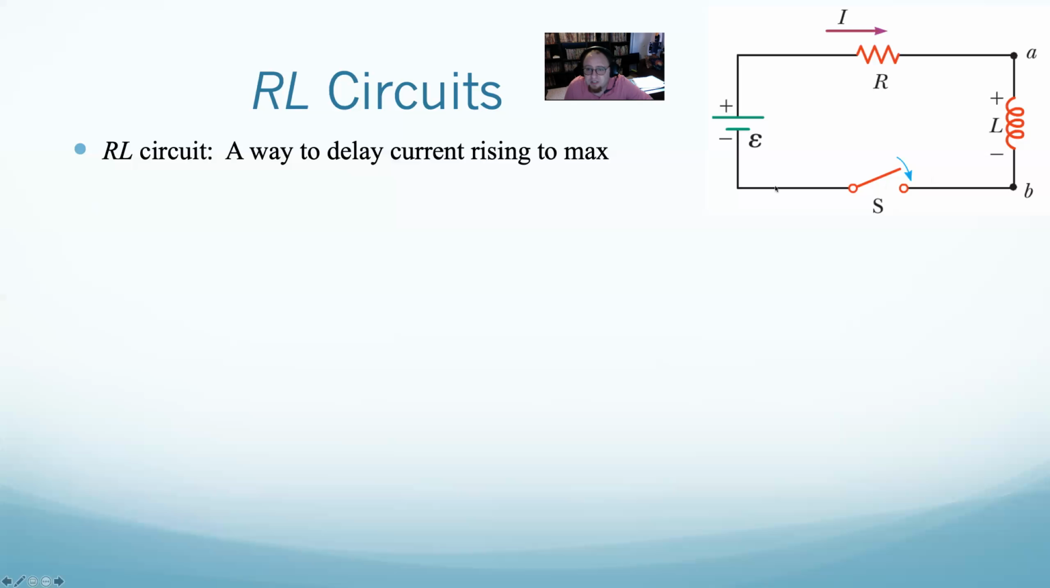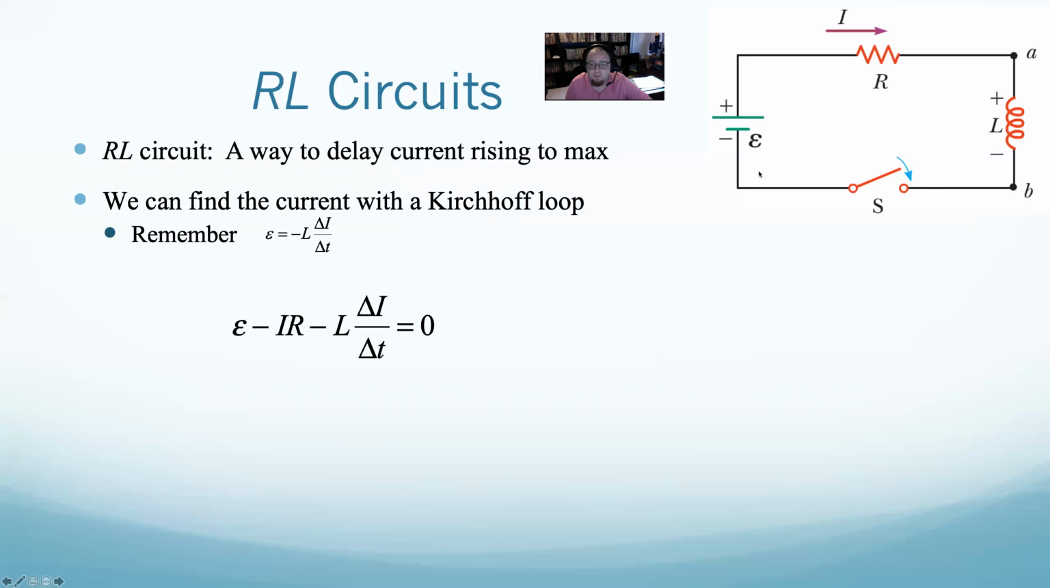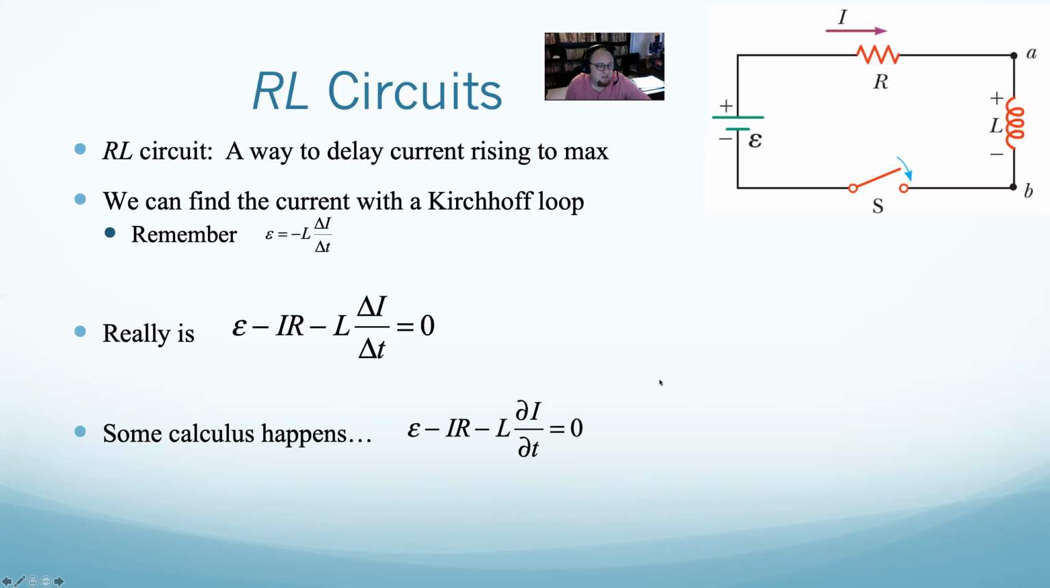Now we can work out the equations for an RL circuit. We're just going to use a Kirchhoff loop and say for this circuit, my loop is plus the battery, minus the resistor, minus the inductor. But I already said the EMF on the inductor is negative L change in I over change in t. Really though, that change in I over change in t should really be a derivative. Oh, those lines were not drawn correctly. That really should have been there. And I can do some calculus. We're not going to get into the calculus, but I can do it.